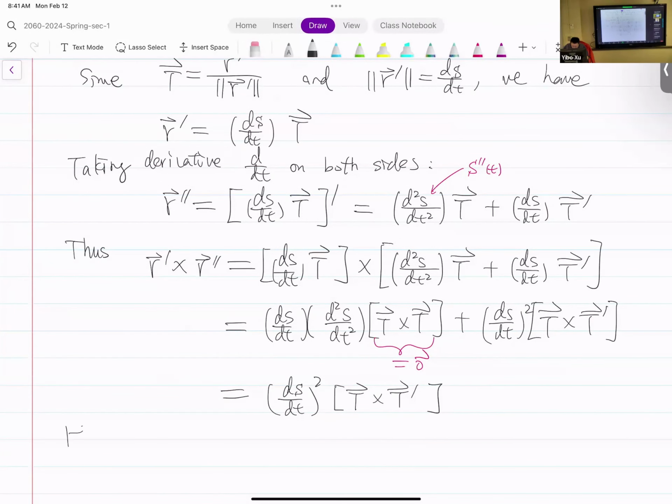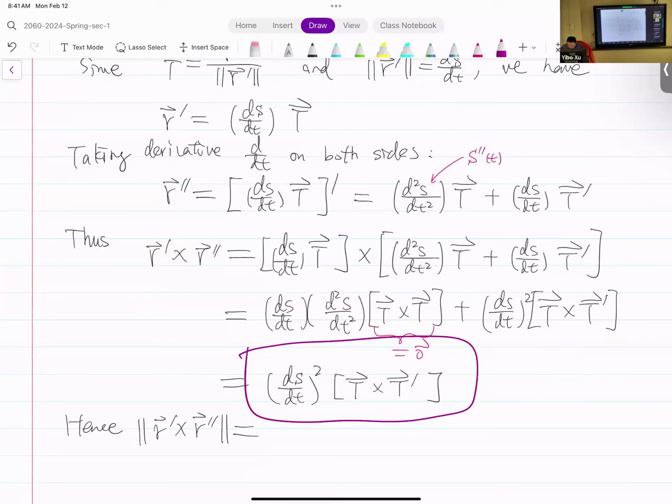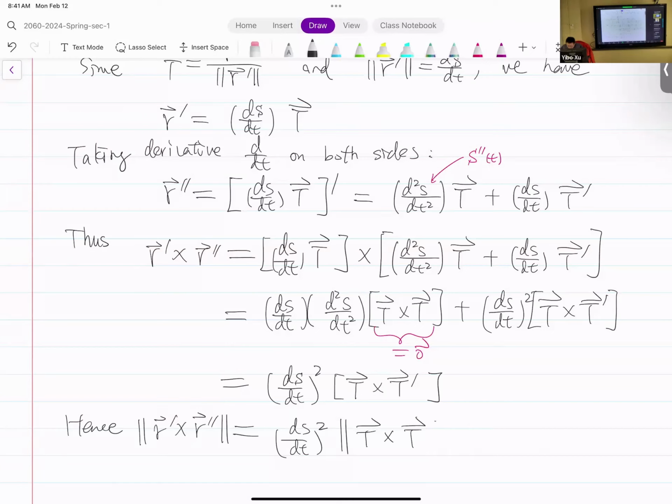Hence, let's take the magnitude on both sides: the magnitude of r prime crossing r double prime. Notice when we take the magnitude of the right hand side, the function at the front is a scalar function and it's positive, right? So when we take the magnitude of the whole thing, we can drag the scalar function out. So it's going to be (ds/dt) squared. This scalar function will not really affect the magnitude. And then the magnitude of T crossing with T prime.